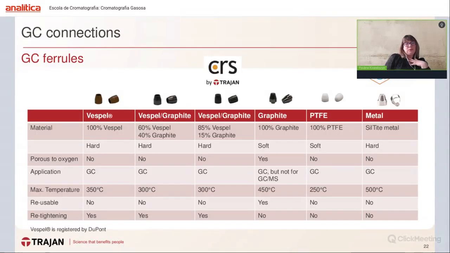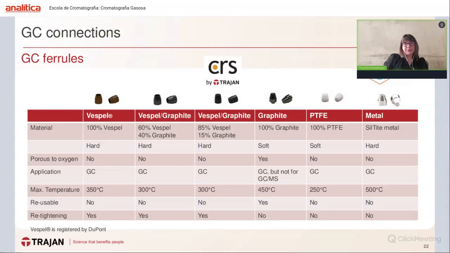And within the ferrule range, we can have different materials. Different materials are available. And here we do have the most common ones, like the Vespel, different mixtures of Vespel with graphite, PTFE, and metal ferrules. They've got different hardness. So as you can see, the polyamide, so Vespel and Vespel graphite ferrules are hard, as well as the metal ferrule. PTFE and graphite is soft.